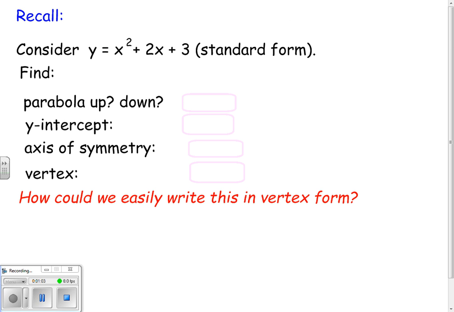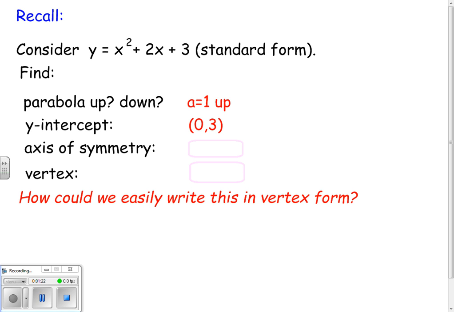So, just a quick recall for you. If we have x squared plus 2x plus 3, we actually did this question in day 1 of this lesson. This parabola opens up because your a value is 1. Its y-intercept is occurring at (0, 3), because c is 3.